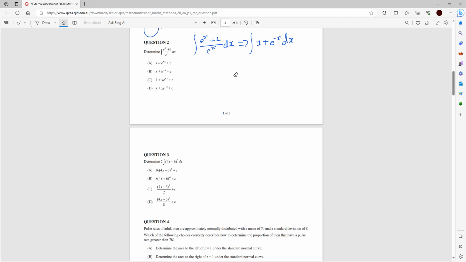So integrating 1, you're just going to get an x there, so you'll have x. Integrating this, you have to divide by the differential. So if you differentiate that inside function, you get negative 1, so you're going to have negative e to the negative x, and then since there's no bounds, you're going to add your plus c. And now we look for what answer is correct, and the answer is A.